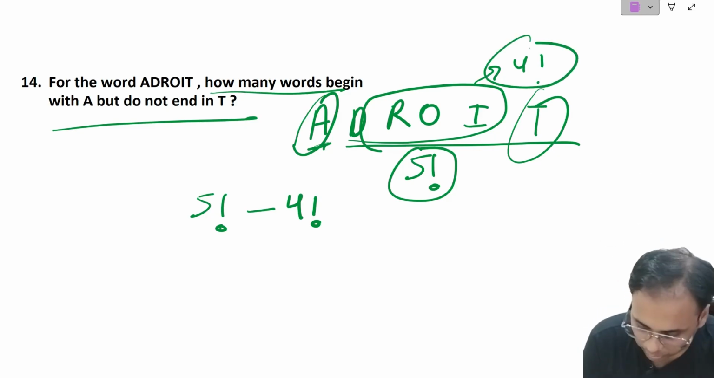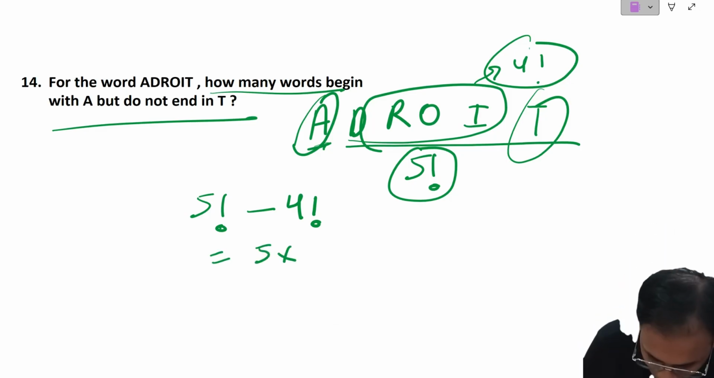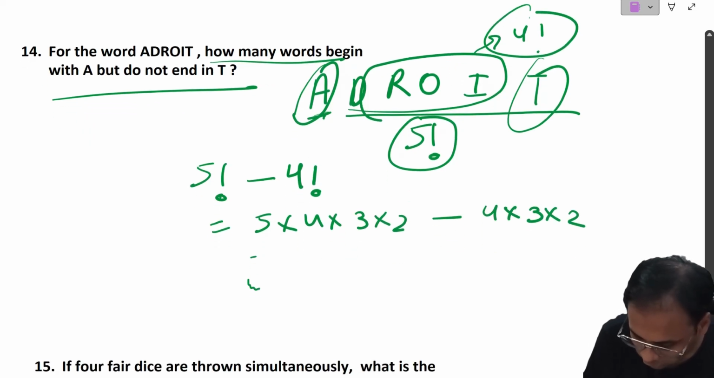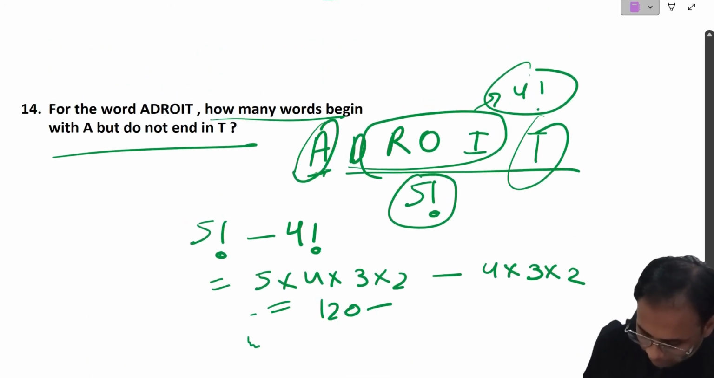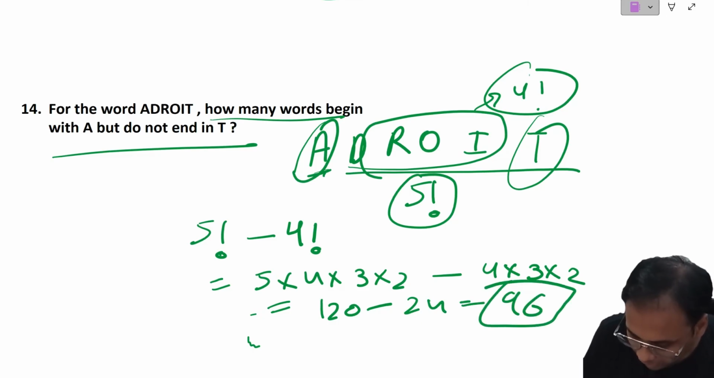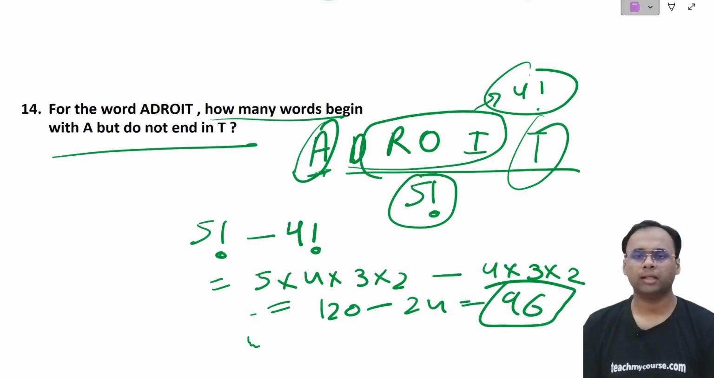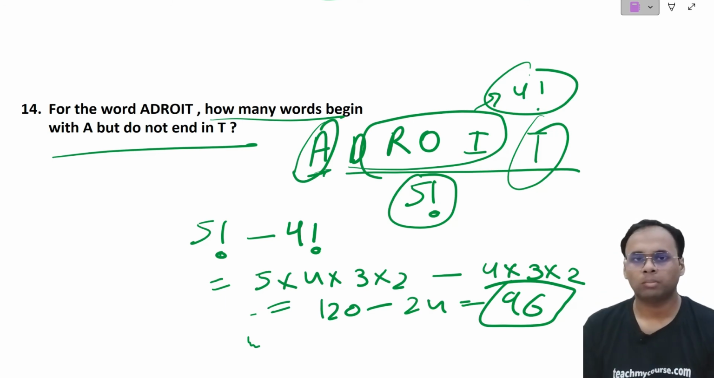Because this factorial 4 represents the number of words which begin with a and end in t, while we need to find out the number of words which begin with a but do not end in t. So we have factorial 5 minus factorial 4. We have 5 into 4 into 3 into 2 minus 4 into 3 into 2. So we have 120 minus 24. So 96 is the answer over here. This is how we solve these questions on permutation and combination by understanding the basics of the question. We have not even applied any sort of formula on permutation and combination.